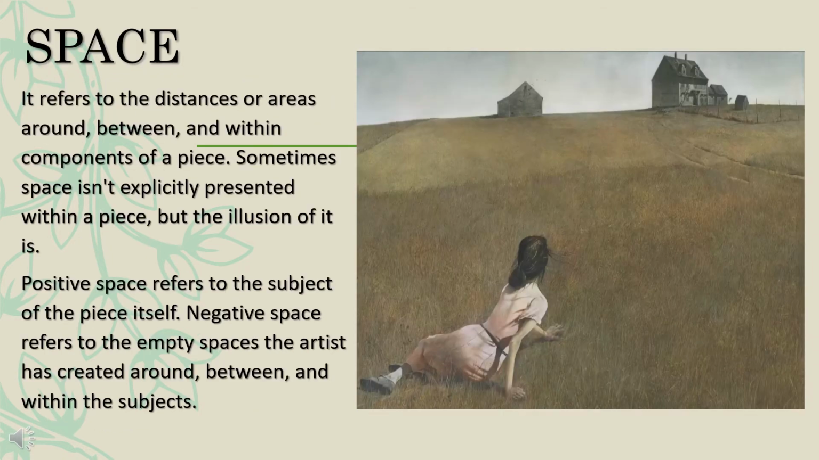Space. It refers to the distances or areas around, between, and within components of a piece. Sometimes, space isn't explicitly presented within a piece, but the illusion of it is. Positive space refers to the subject of the piece itself. Negative space refers to the empty spaces the artist has created around, between, and within the subjects.